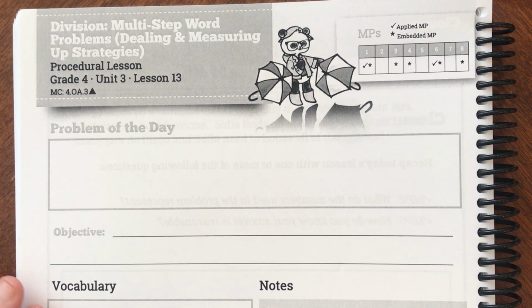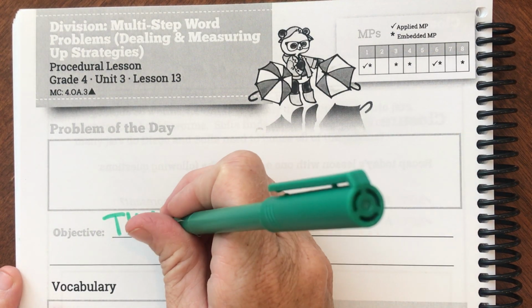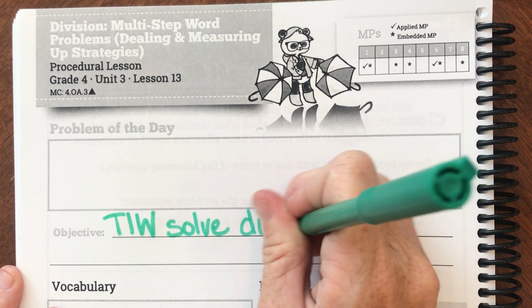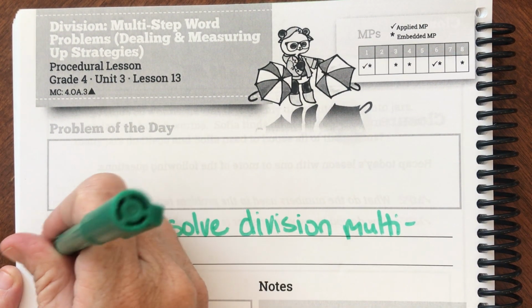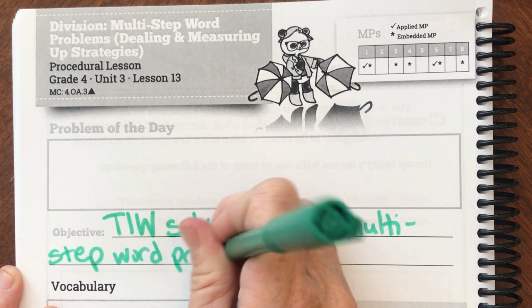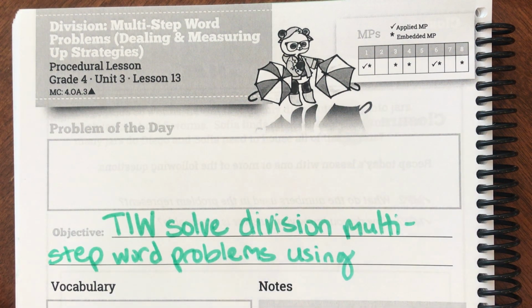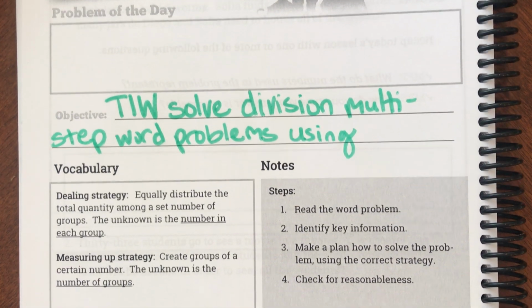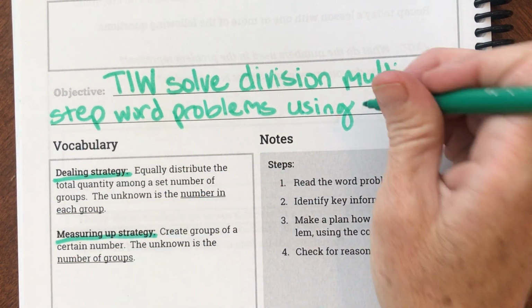So our objective today is, today I will solve division multi-step word problems using, and I think we're running out of room, so I might take a shortcut today and just say using the dealing strategy or the measuring strategy.